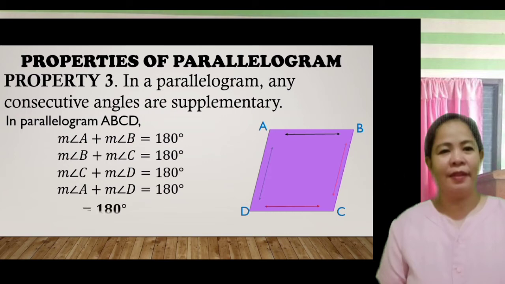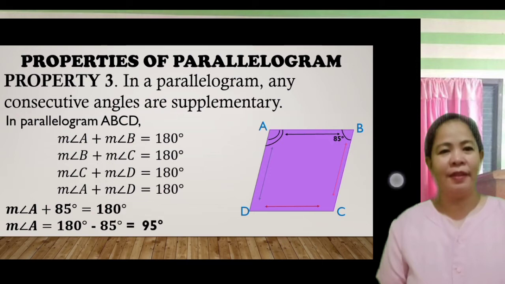So if, for example, the measure of angle B is 85 degrees, to get the measure of angle A, just subtract the measure of angle B from 180. We have now the measure of angle A is equal to 180 degrees minus 85 degrees. So just subtract 85 from 180 to get the measure of angle A. And the answer is 95.